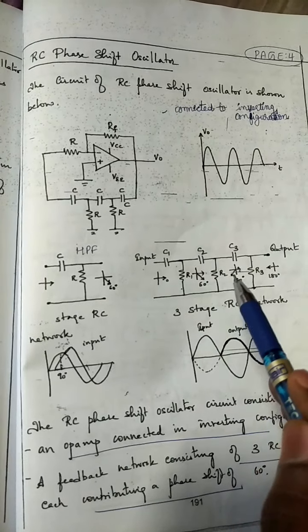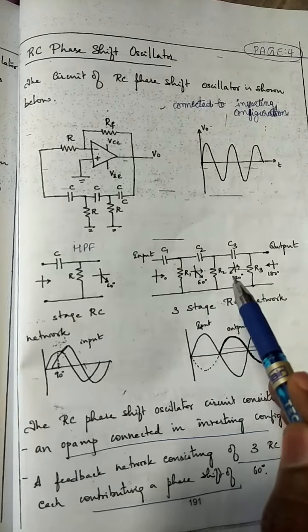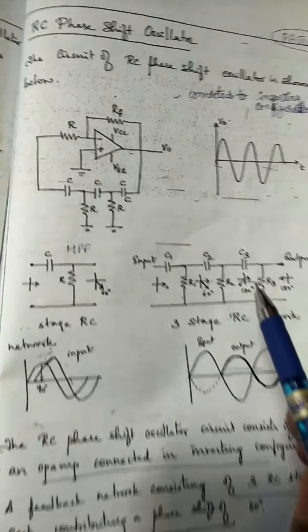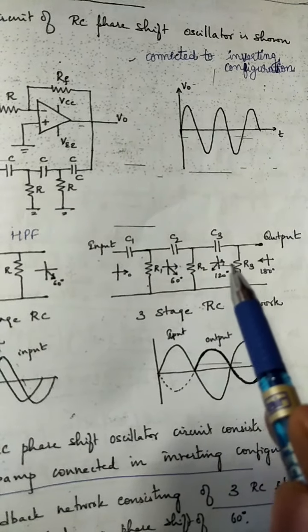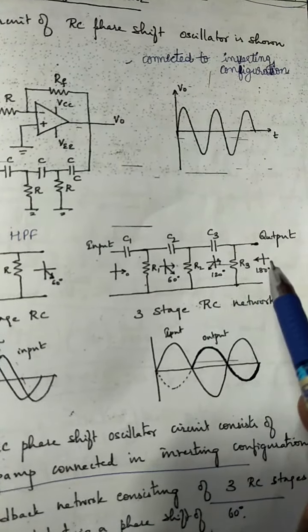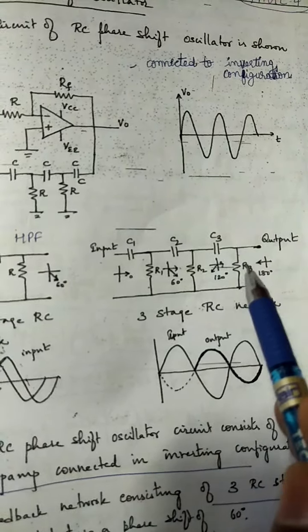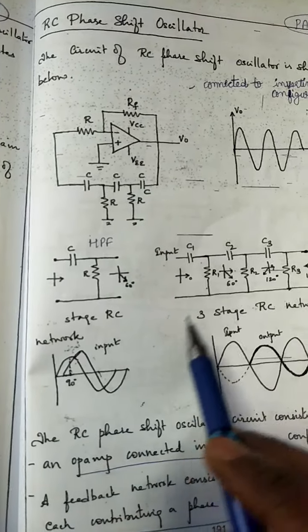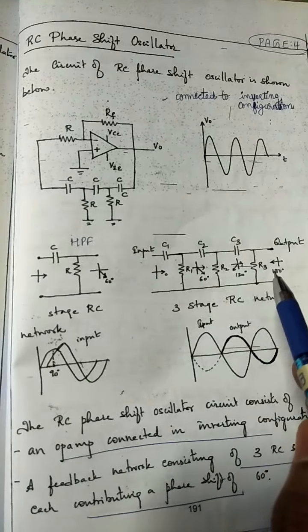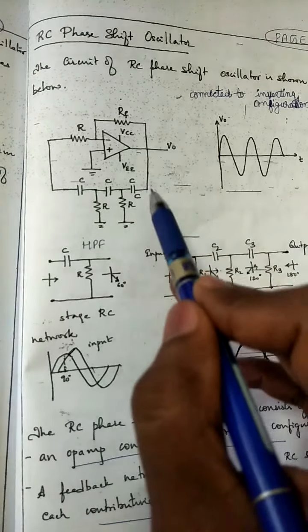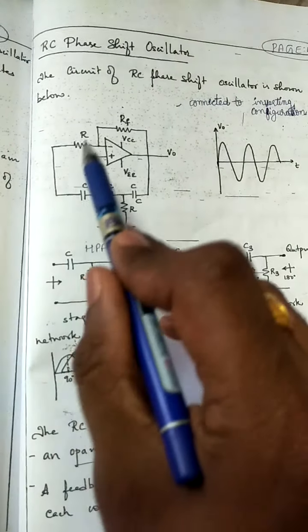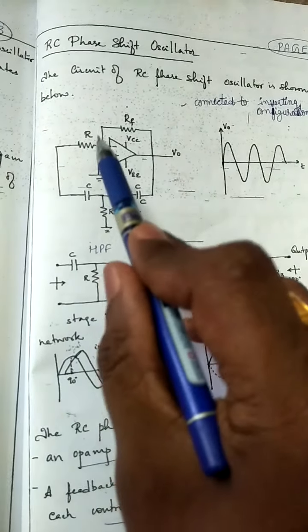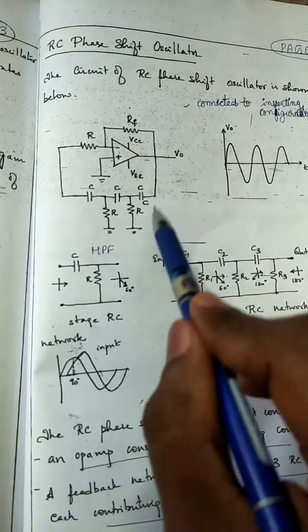Then the second RC component will give 120 degrees with respect to this one, and the third RC component will give 180 degrees. Each RC component behaves like a high pass filter, so it gives a phase shift. This is the feedback path. Your feedback path consists of RC components. The output is fed back to the input.